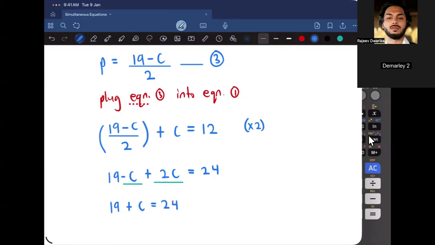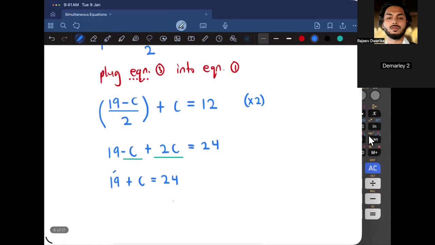And I want to find c. So I need to move across what? The 19. If you move it across, it's like you're subtracting 19 on both sides, and it's going to become c equal to 24 minus 19. 24 minus 19, right? And 24 minus 19 is what? Let me do that real quick.